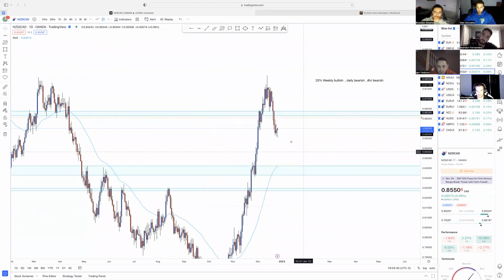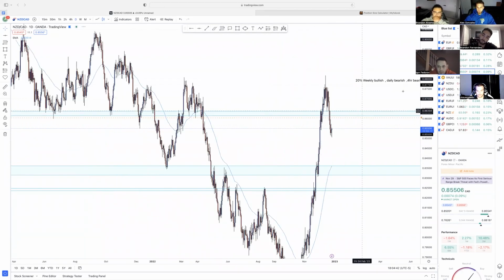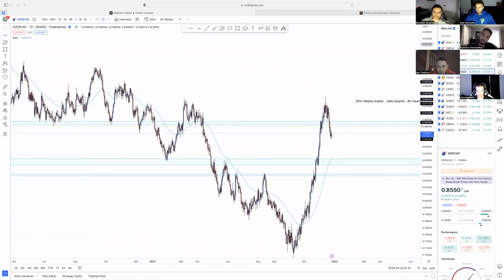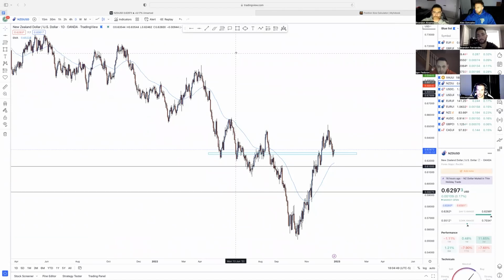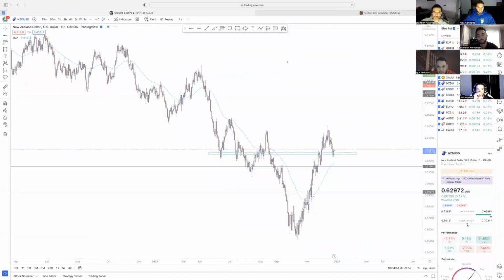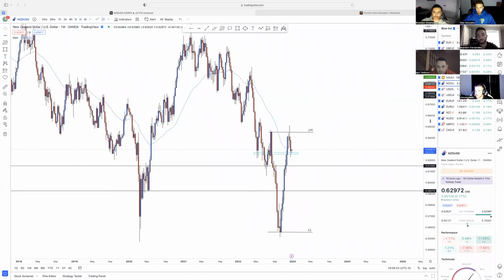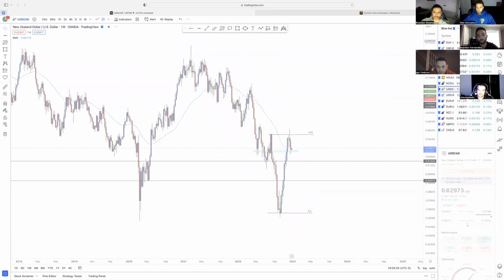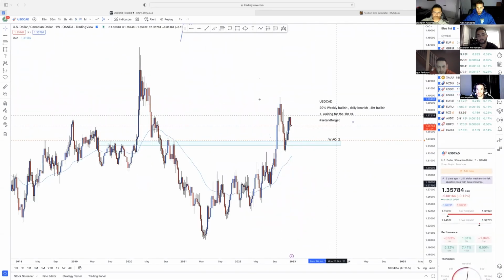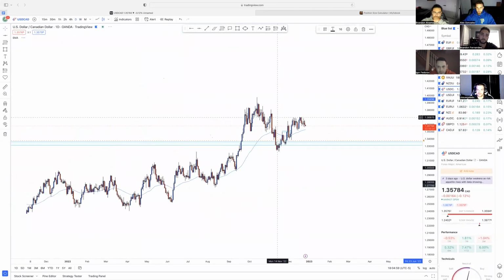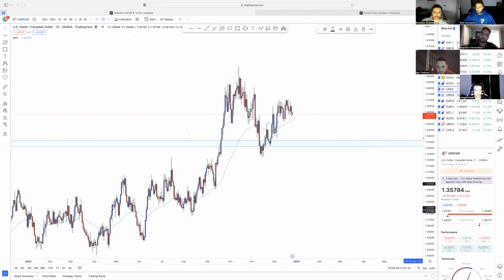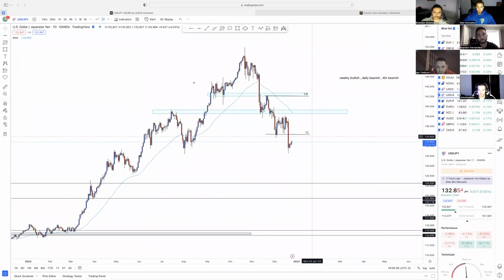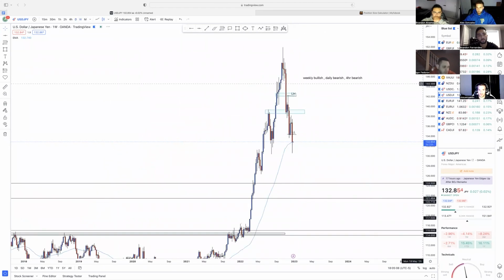Perfect. Retest to go short. So we have a little retest to go to the downside. So I like this one as well. Gold, I'm good. NZD USD, I'm good. USD CAD, good.